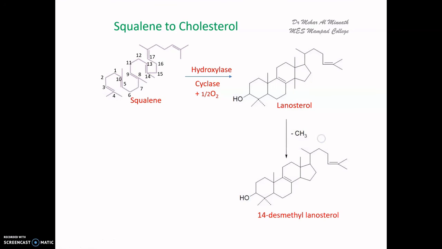Now again, from here, 2 more methyl groups are lost, again in the form of carbon dioxide. From carbon 4, here, these 2 methyl groups are lost. And you get zymosterol. Alright, this is zymosterol. So from 14-desmethyl lanosterol, 2 more methyl groups are lost and we get zymosterol.